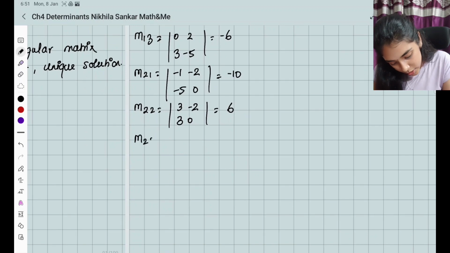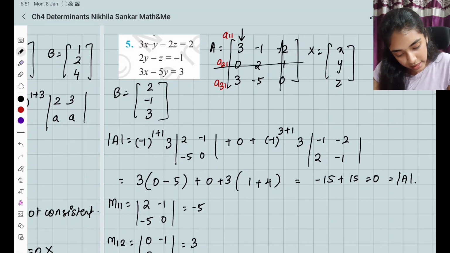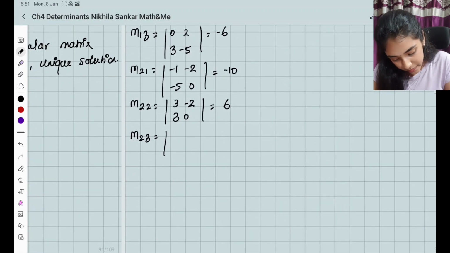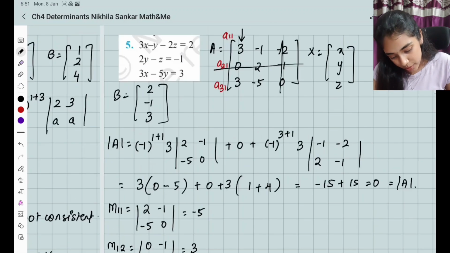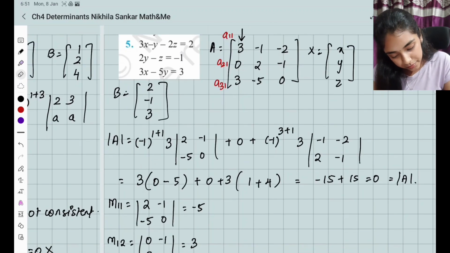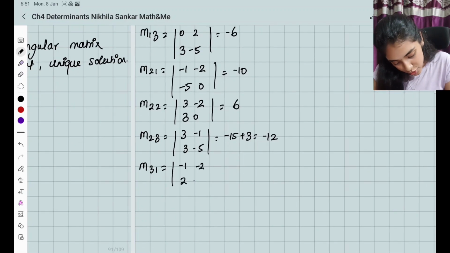Then M23 equals determinant of 3 minus 1 3 minus 5. So you have minus 15 plus 3, which is going to be minus 12. Then M31 is going to be determinant of minus 1 minus 2 2 minus 1. So this is 1 minus of minus 4. So 1 plus 4, 5.